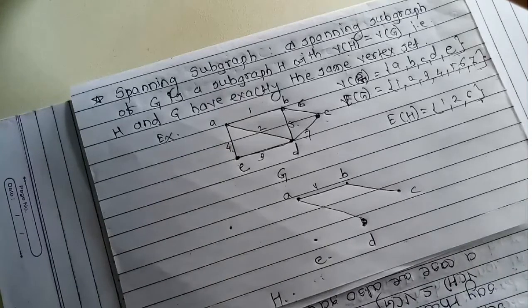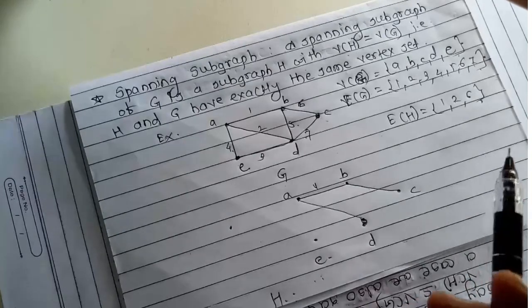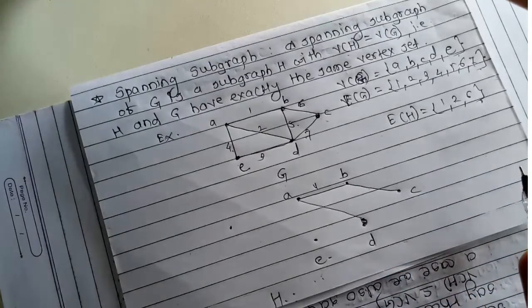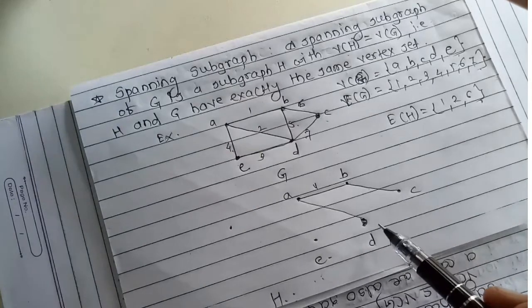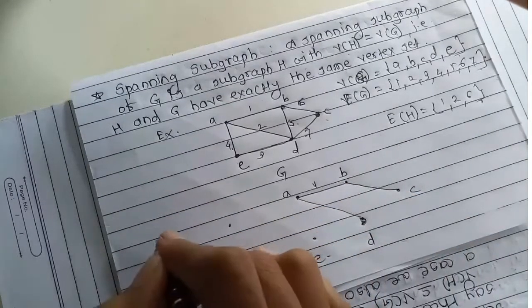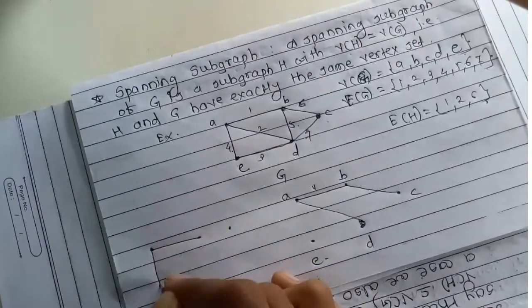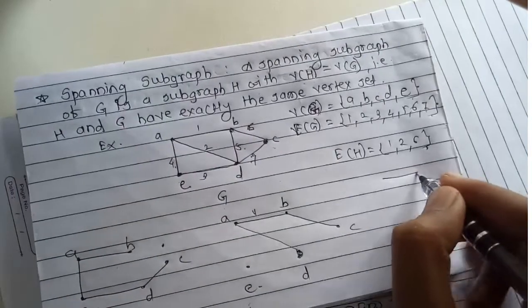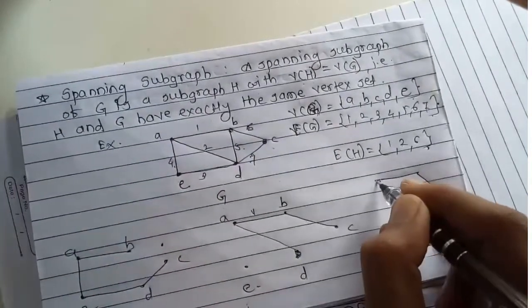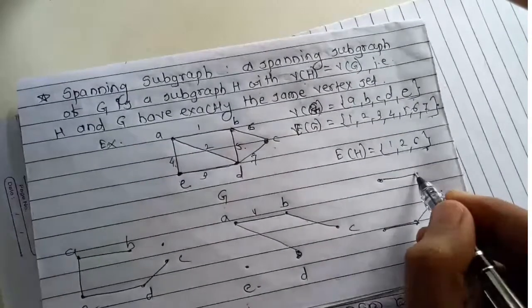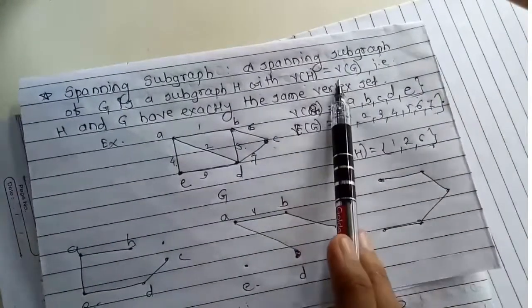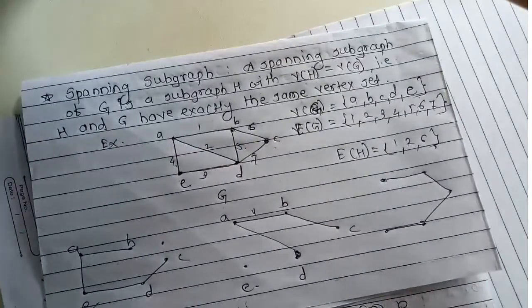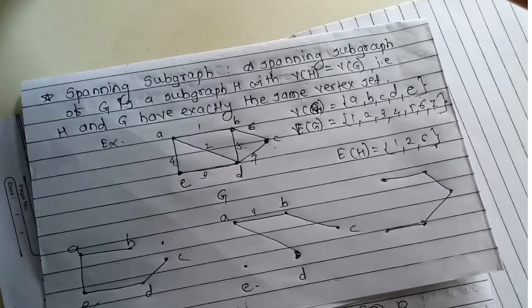It is not necessary that there should be only one spanning subgraph, right? There may be more than one spanning subgraph, so here we can draw more than one. The next spanning subgraph may be like this: A, B, C, D, E. One more we can try here. So the only condition is vertex set of H is equal to vertex set of G, right? So you can draw more than one spanning subgraph.